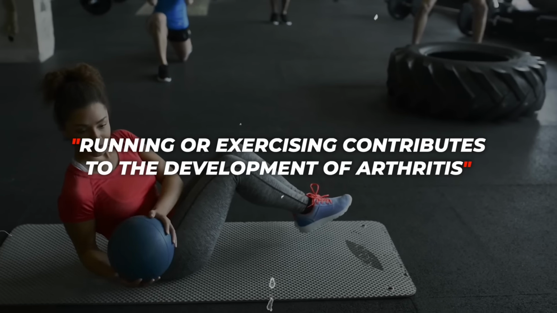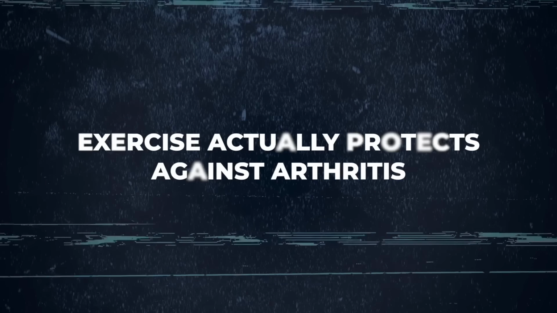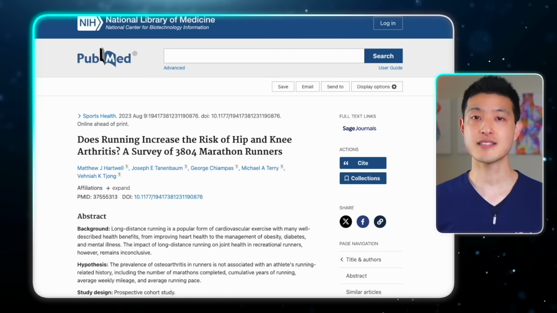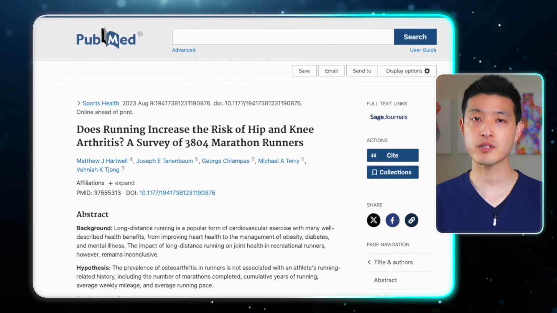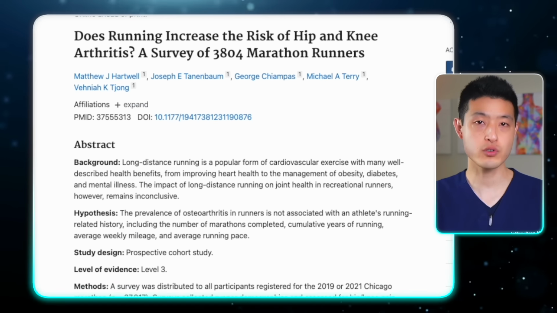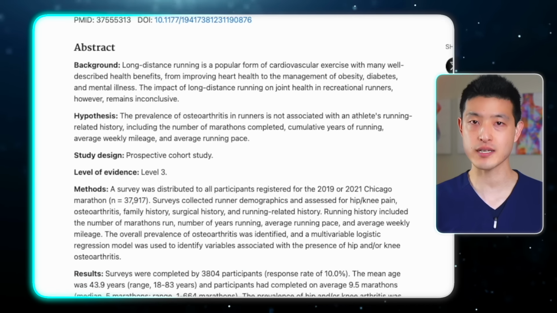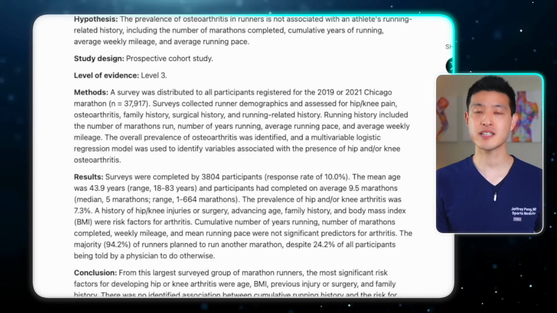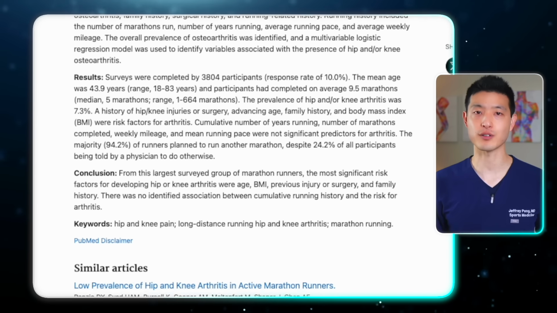Now, before we move on to the next topic, I want to address and dispel a widely held myth. There's a prevalent belief that running or exercising contributes to the development of arthritis, but this just isn't true. In fact, numerous studies have shown that exercise actually protects against arthritis. Other studies have found no evidence to suggest that exercise causes arthritis. For instance, a major survey among marathon runners, who, if the myth were true, would exhibit exceptionally high rates of arthritis, found no link between their running history and an increased risk of arthritis.